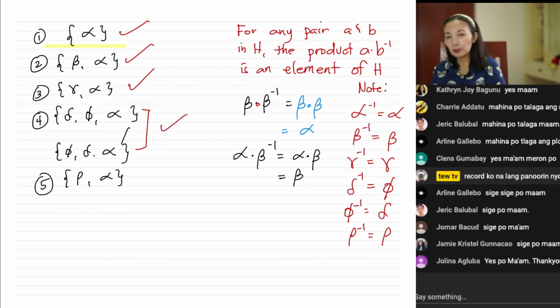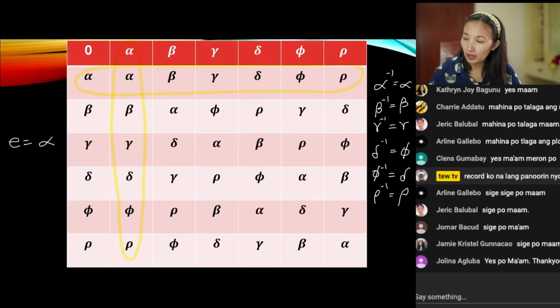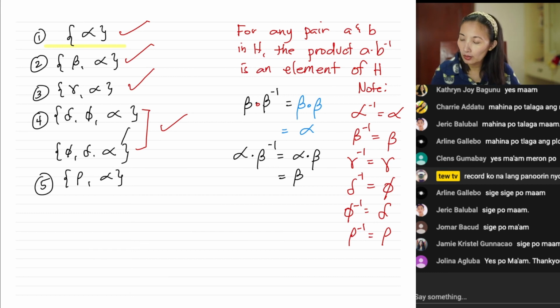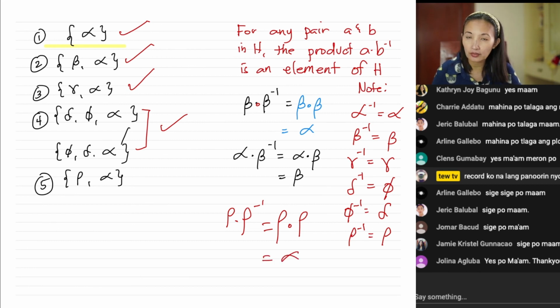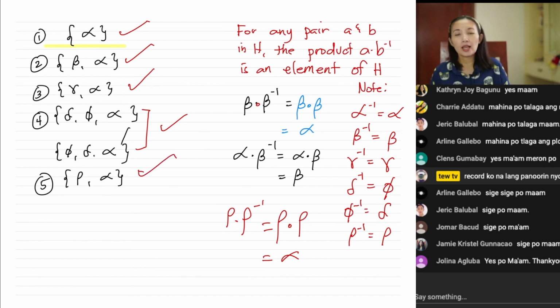Finally, how about rho and alpha? Rho circle rho is alpha. And rho times rho inverse. What is rho inverse? It's rho. So this means rho circle rho is equal to alpha, and it's found in the set. And there you have alpha in the set. So these are the subgroups of S sub 3.